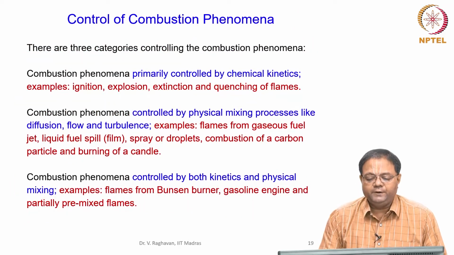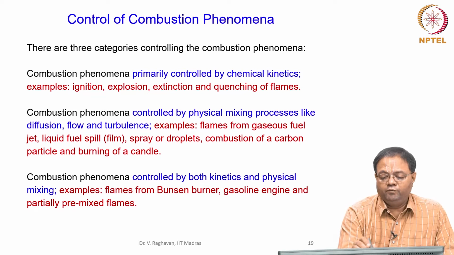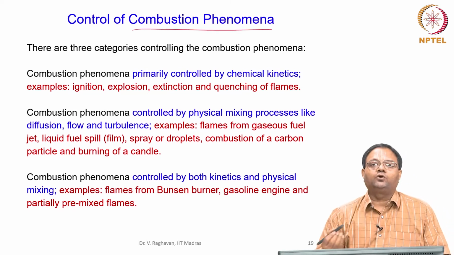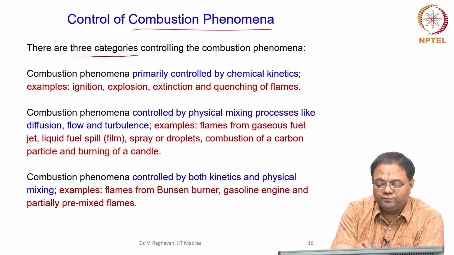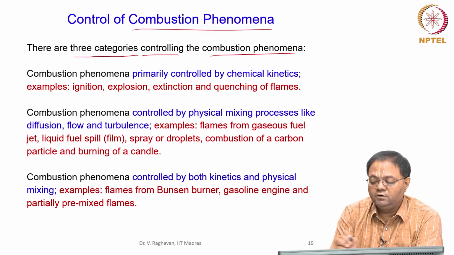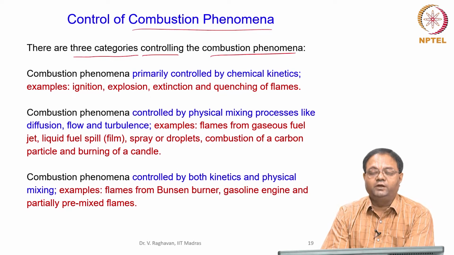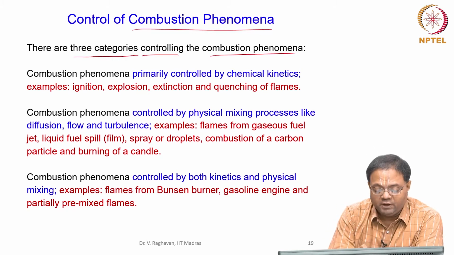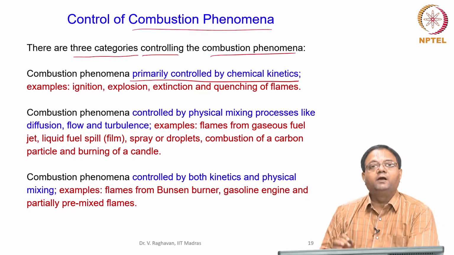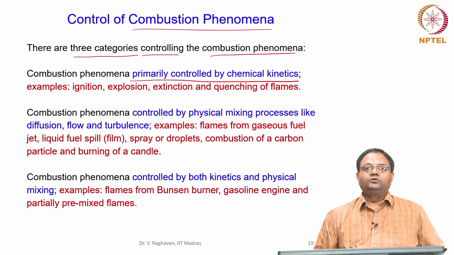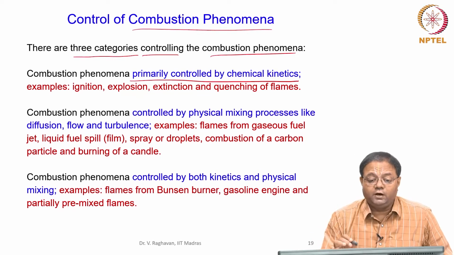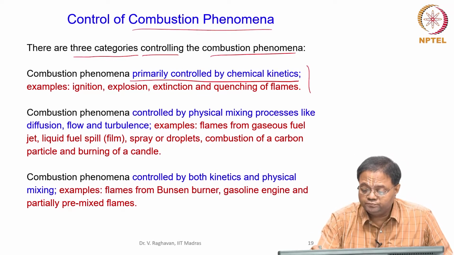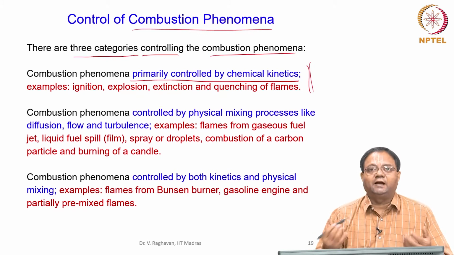Now, let us see, when there is a combustion phenomenon, what are the controlling aspects. There are three categories controlling the combustion process. What are they? The first one is that a combustion phenomenon can be primarily controlled by chemical kinetics only. The rate at which the reaction takes place will control the combustion phenomenon. So, this is the first category.